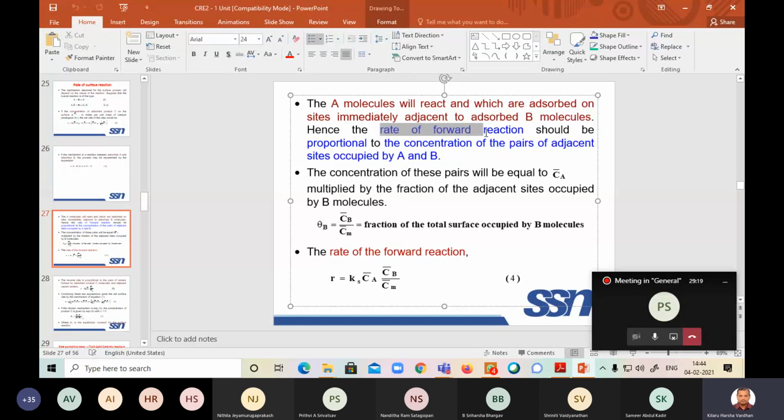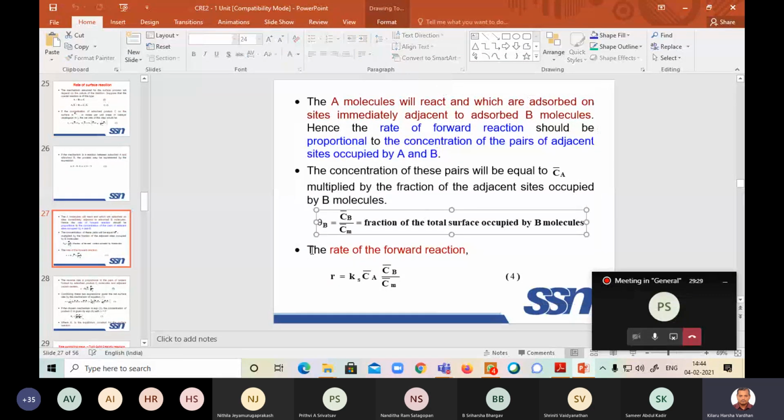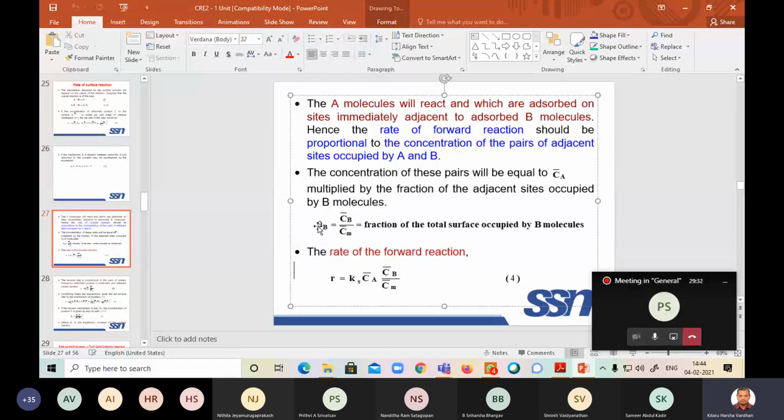Hence, the rate of forward reaction should be proportional to the concentration of the pairs of adjacent sites of A and B. So here one important thing is, we already discussed, theta B, or how much of the B molecule is occupied, is Cb by Cm bar. Cb is nothing but the fraction of the surface occupied by B, or the concentration of B which is occupied on the vacant site, divided by the maximum monolayer. This is the maximum, right?